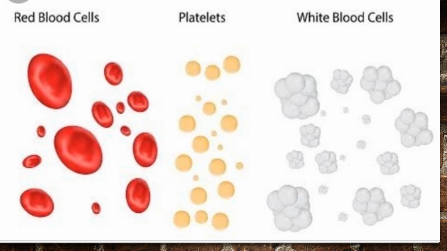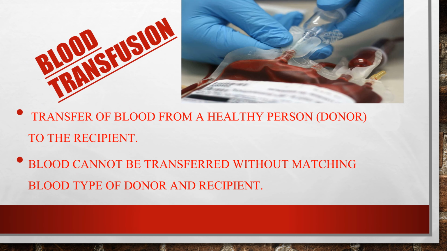What is blood transfusion? Transfusion means transfer: transfer of blood from a healthy person, the donor, to the recipient. The donor is the person who is donating the blood. The recipient is the person who receives the blood. Why does this process happen? Sometimes, due to some injury, major surgery, or certain illness, there is heavy loss of blood from our body. This blood loss is made up by transferring blood from a healthy person. The process of transferring blood from one person to another is called blood transfusion.